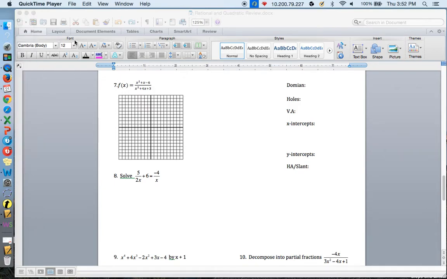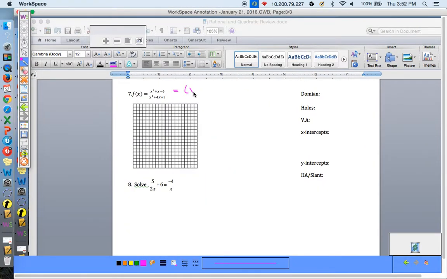Review. We're asked to graph. So we know that this factors into (x plus 3)(x minus 2) over (x plus 3)(x plus 1). So our domain can be all reals except x won't be negative 3 and x will not be negative 1. We can't have zeros in those denominators. That reduces out to 1, so we have a hole at x equals negative 3. So we're now just looking at our simplified equation.